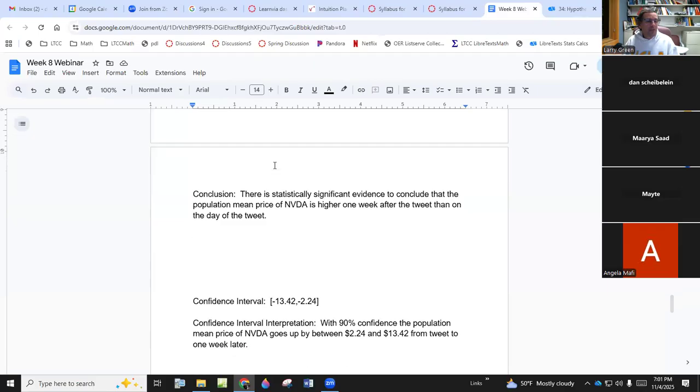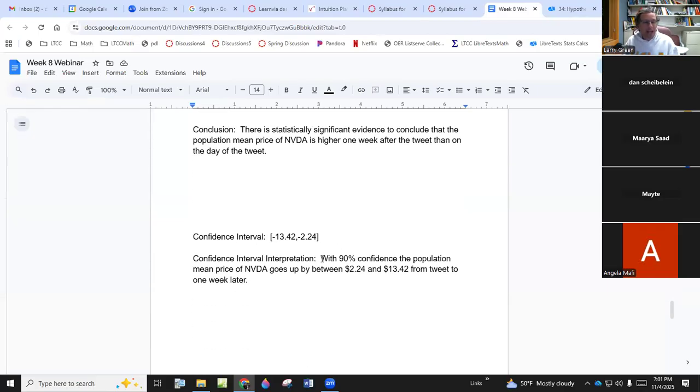But in terms of interpreting it with 90% confidence, the population mean price of NVIDIA goes up by between $2.24 and $13.42 from tweet to 1 week later. Okay. And that's enough to make good money.